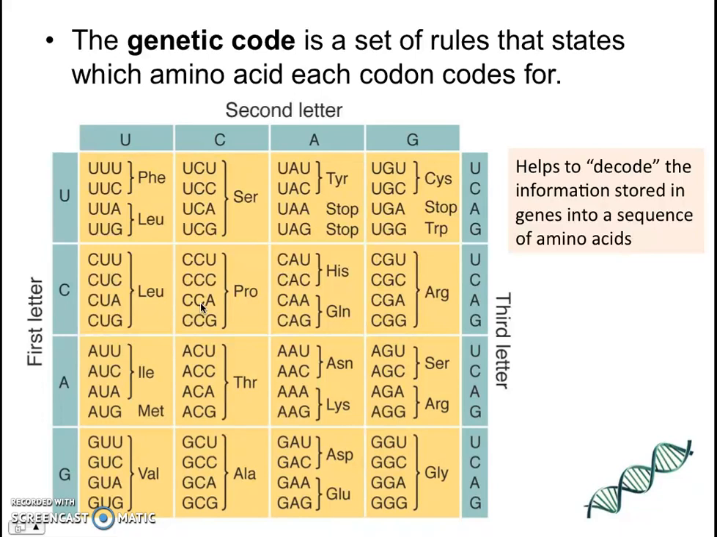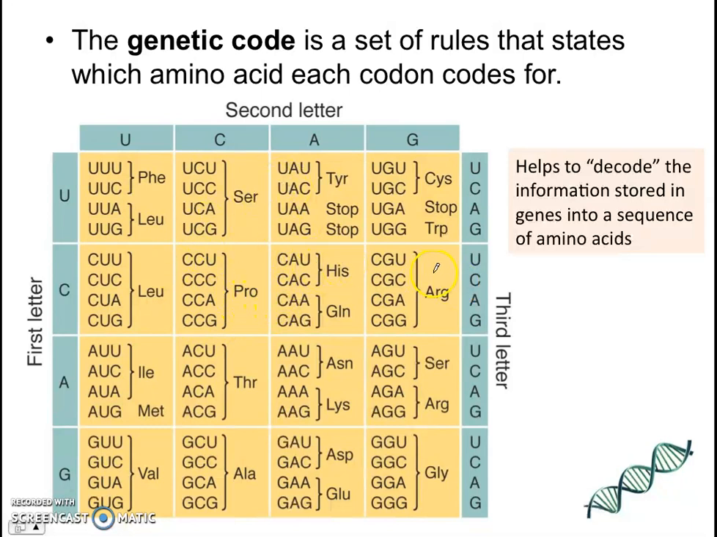So what is the genetic code? Well, it is a set of rules that states which amino acid each codon codes for. So you can see this genetic code here, and we can actually use this to decode our gene into amino acids. So if I see the codon CAG, that codon would code for this particular amino acid. Then CAA would code for this particular amino acid. And then you can see that all these codons here code for this particular amino acid.